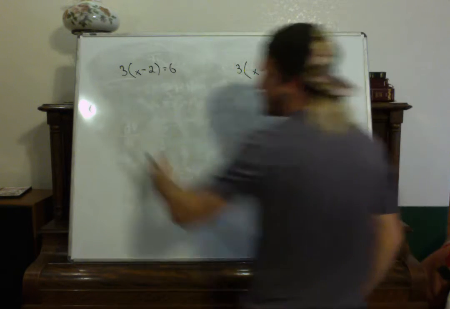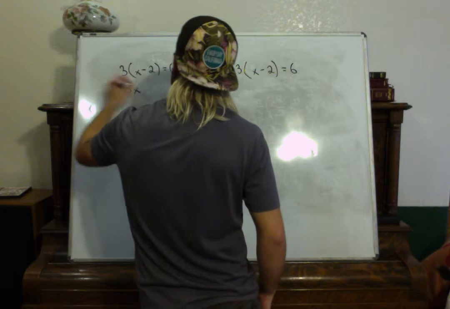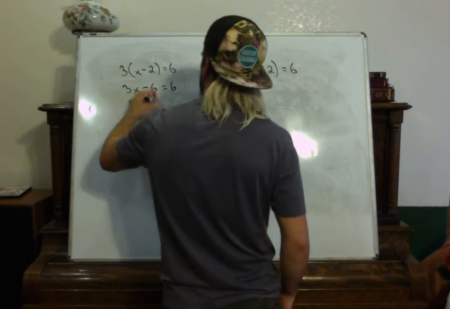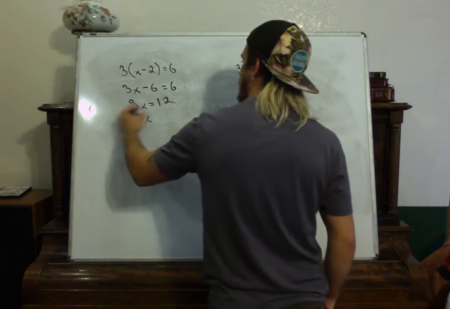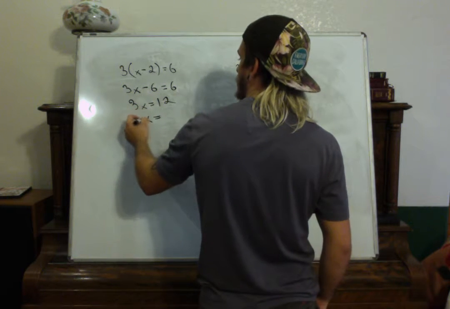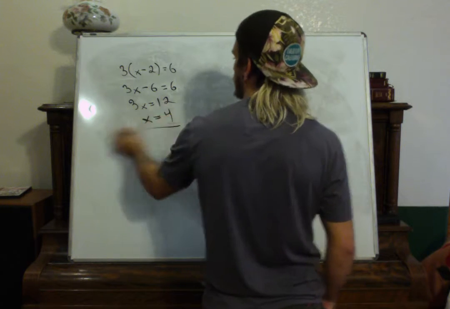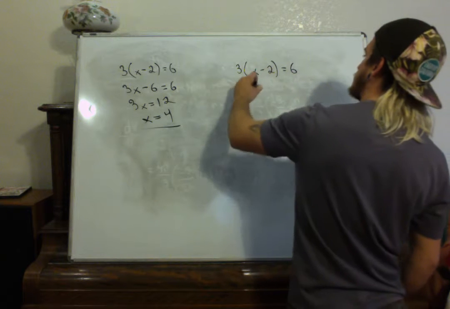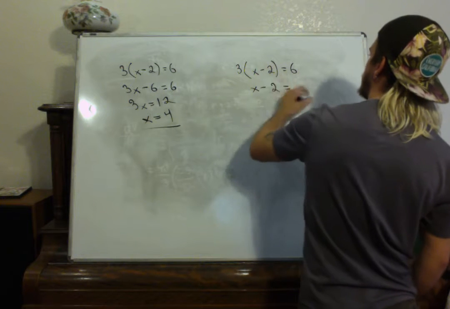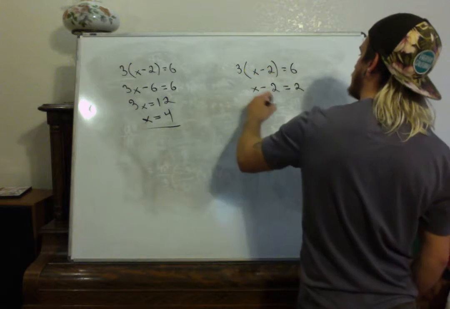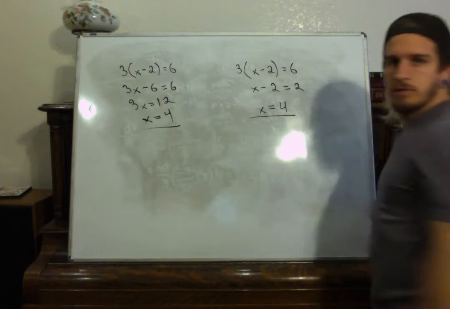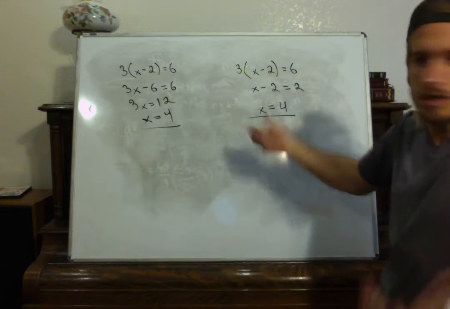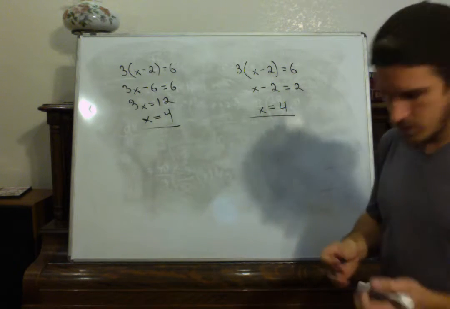I could distribute the 3x minus 6 equals 6, add 6 to both sides, and then divide by 3, which would give us 4. Here, I could just skip the distribution altogether, divide both sides by 3, and then add 2. Right? Whether we do it that way or that way, as long as we do it correctly and abide by the rules that we chose to use, we'll get the right answer.